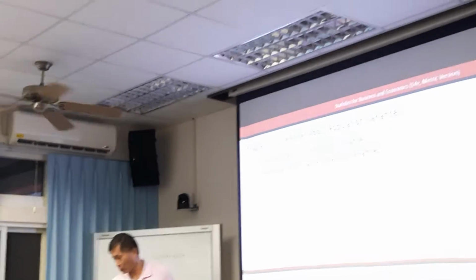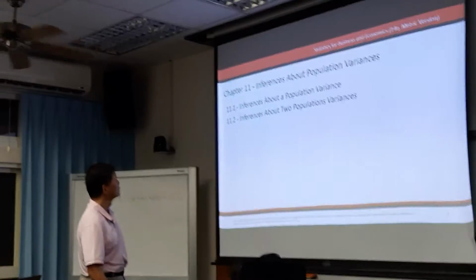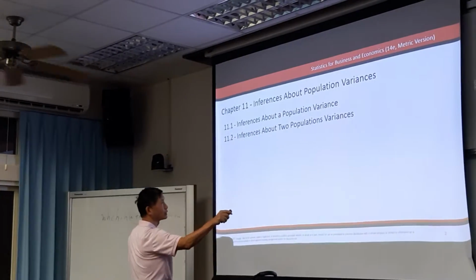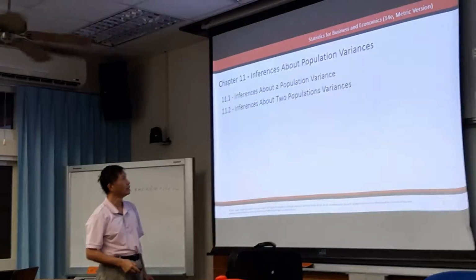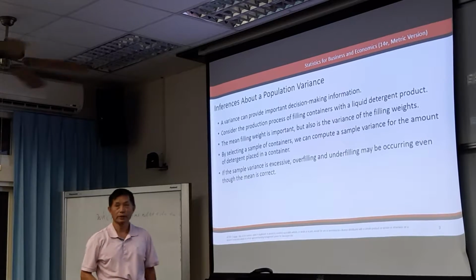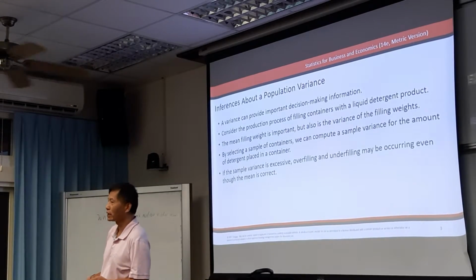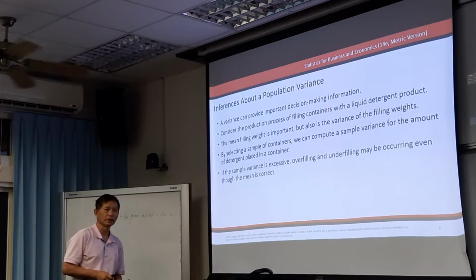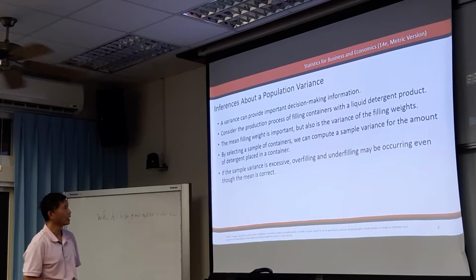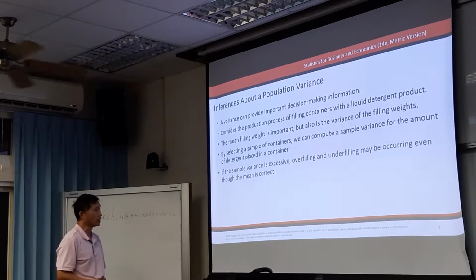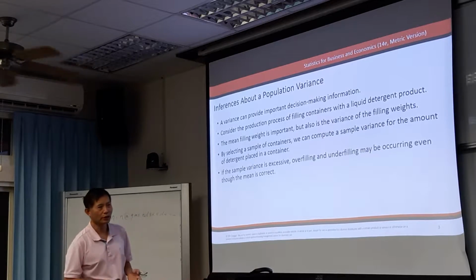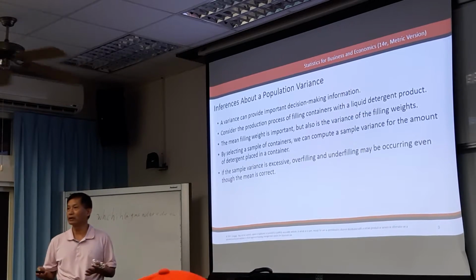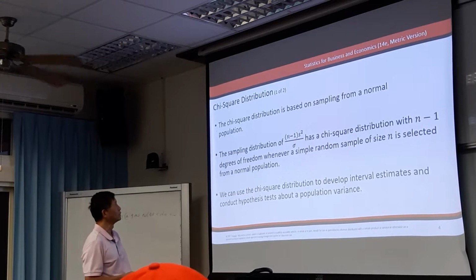Okay, and this week we are going to talk about inference about population. So we have one population and two populations. In many cases, people are interested in variance, and the variance can determine the quality of your process. Okay. The lower the variance, the better the process.